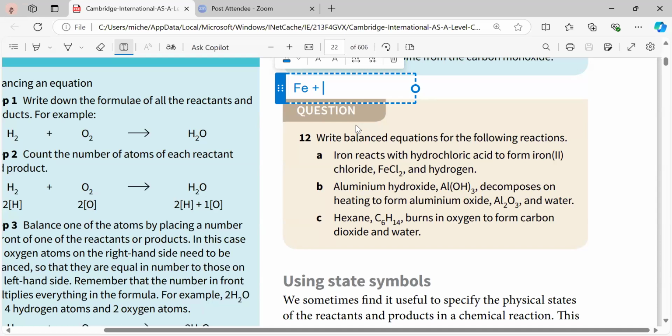And then it reacts with hydrochloric acid, meaning that it will be a plus, since it reacts with each other, so that will be plus. So that would be HCl, which is hydrochloric acid.